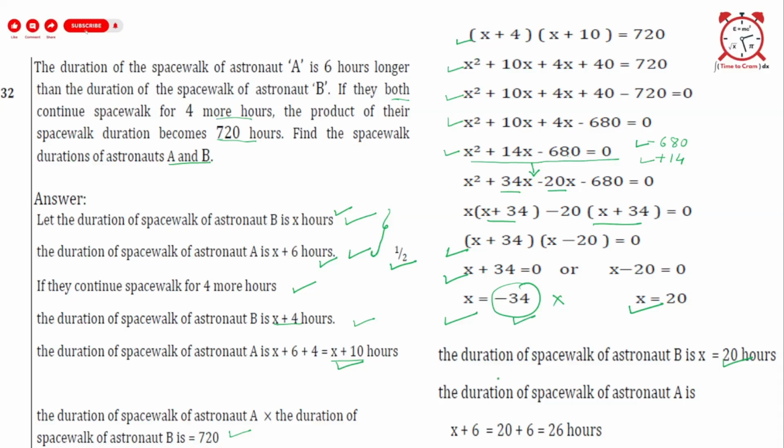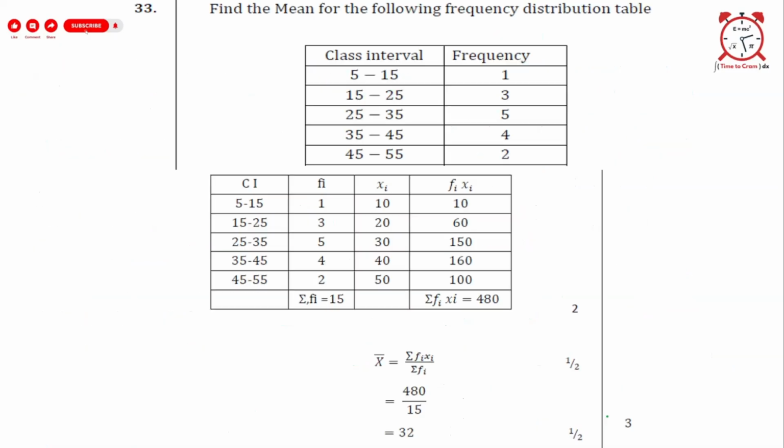So we supposed astronaut B makes a spacewalk of x hours. So its individual spacewalk is 20 hours, and A makes 6 more hours than B. So x + 6, and 20 + 6 = 26 hours. So here the answer is complete. In that way we have to write the complete answer for this type of question. Let us move on to the next.